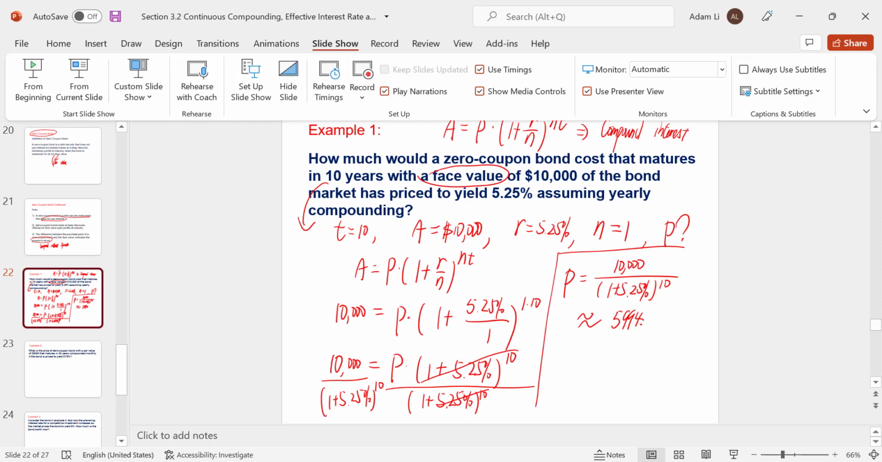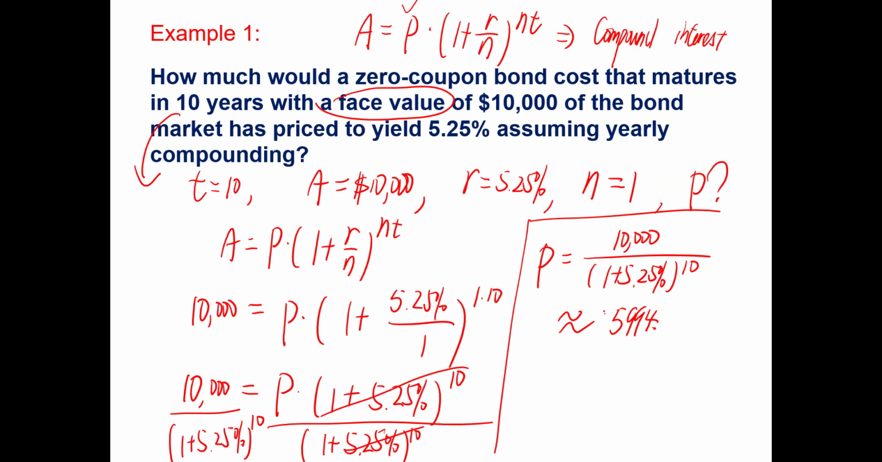So this is the price of the bond. Remember, the investor only paid $5,994.86 right now. But in 10 years, the investor is getting $10,000 from the company. That is the return on investment.